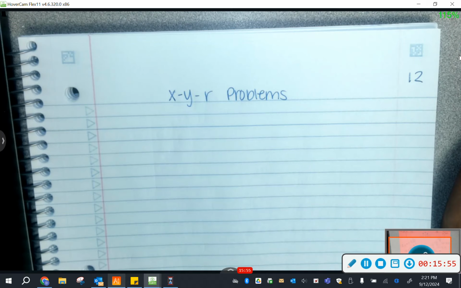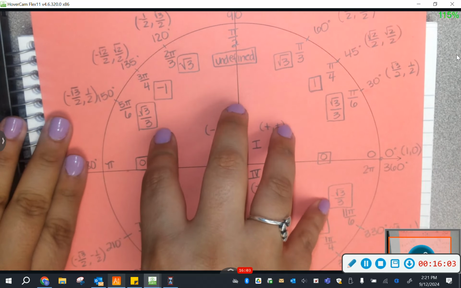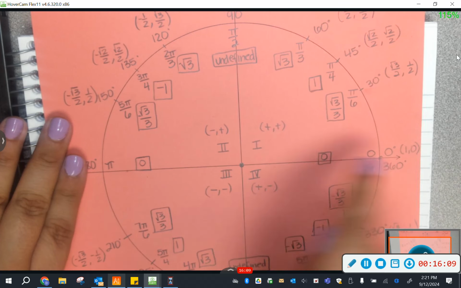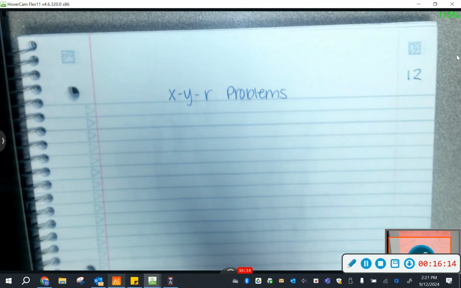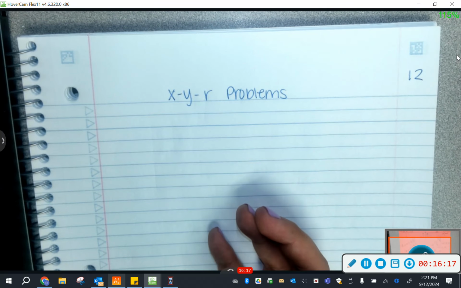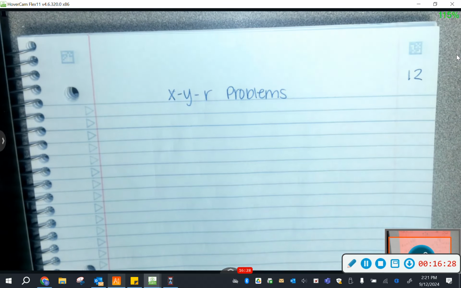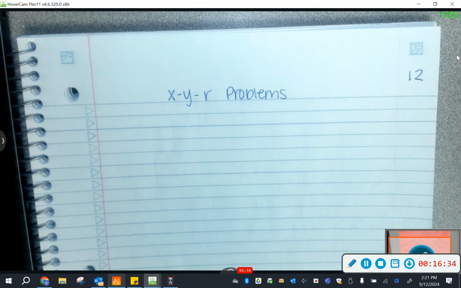We are going to do XYR problems when we are not using any of the points on our unit circle. So remember, what's the radius of this circle right here? The radius is 1. This unit circle has a radius of 1. So what happens if we don't have a radius of 1, or if I'm using a random point? Like, is (1, 1) one of the points on my unit circle? No. So what happens if you have that point? You can still find sine, cosine, and tangent. You are just going to do an XYR problem.